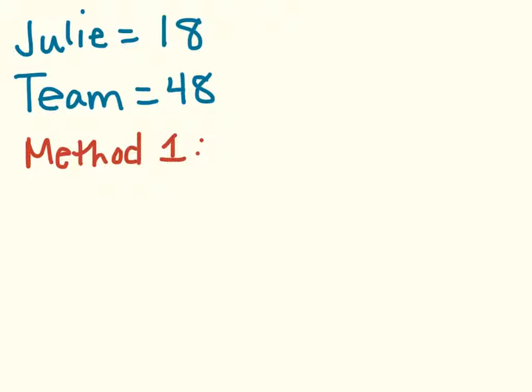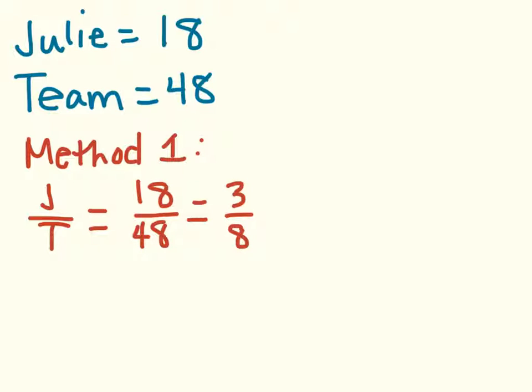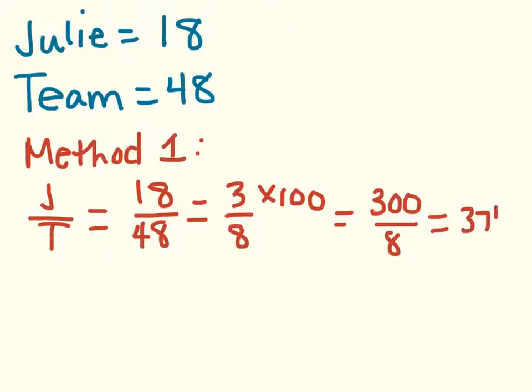In method 1, we'll set up Julie's points as a fraction of the whole team's points. So Julie's points out of her team's points would equal 18 out of 48, which can be reduced to 3 over 8. When we change that into percentage form, we take that times 100, which gives us 300 over 8. Now we divide 300 by 8 to get 37 and a half. So Julie scored 37 and a half percent of the team's points.